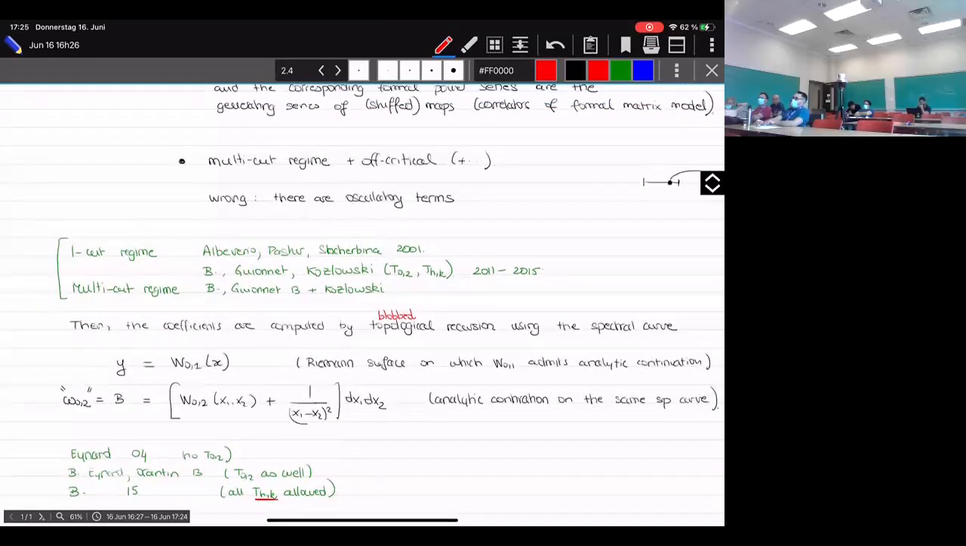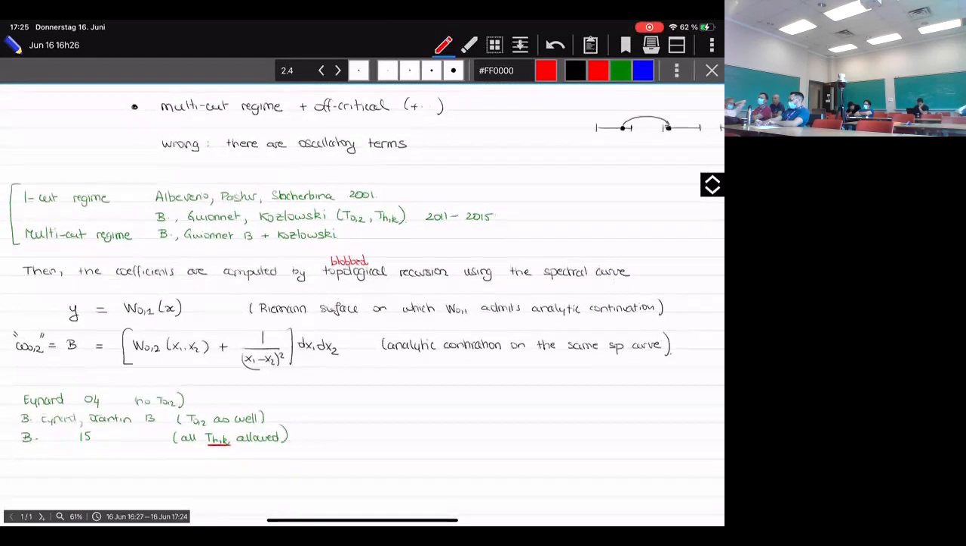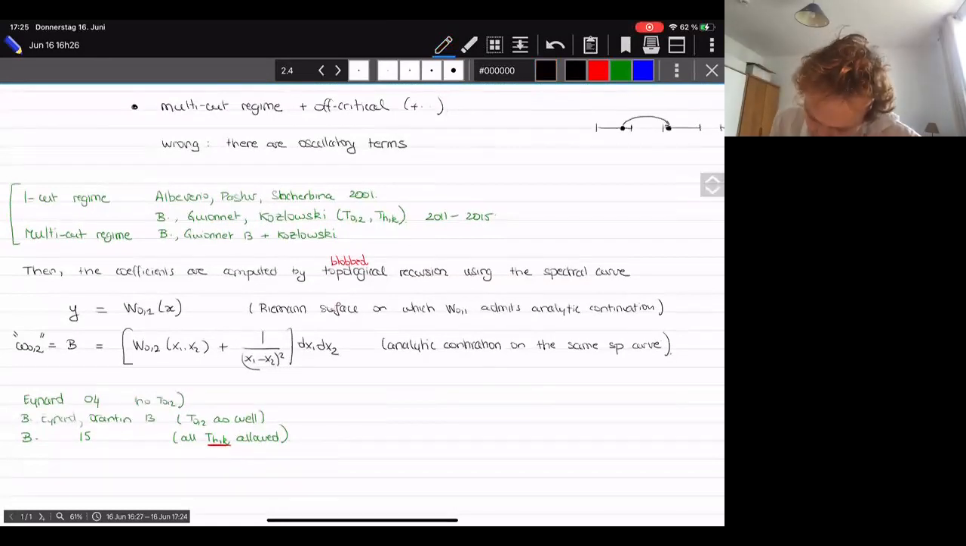Can I ask something again? These oscillatory terms, can you compute them also with topological recursion? Yes. Is this resurgence, or is it related? No, it's weaker than resurgence, because you're still doing an asymptotic expansion. You're not trying to reconstruct the full thing as a function of N.